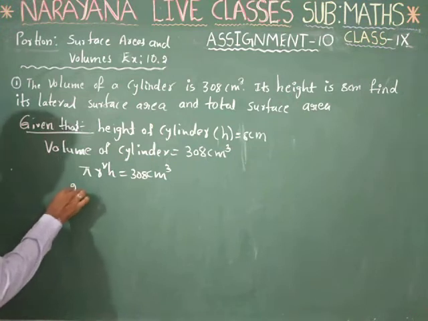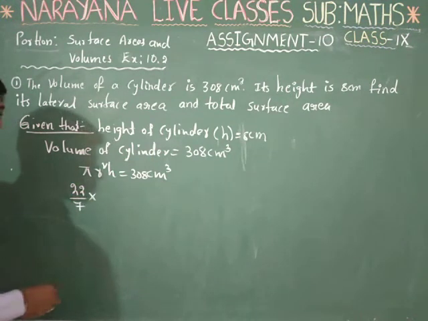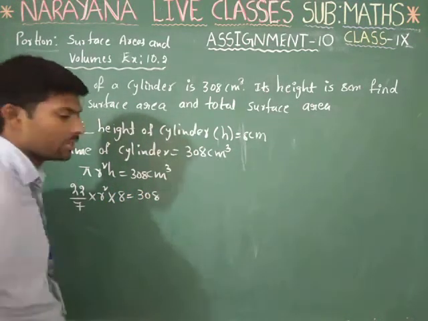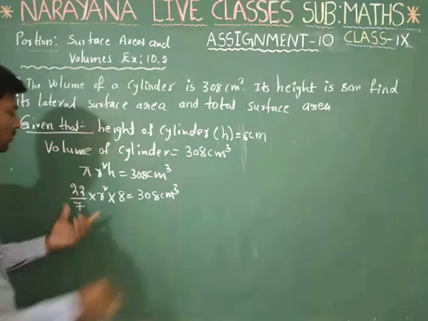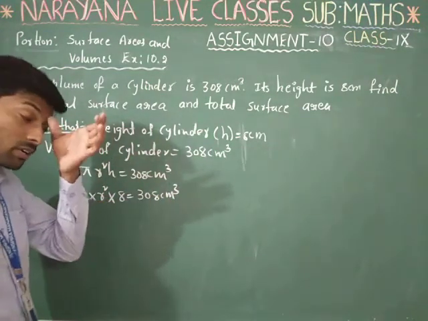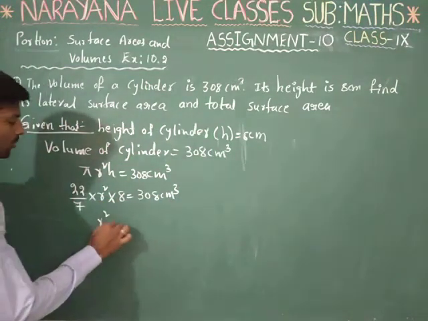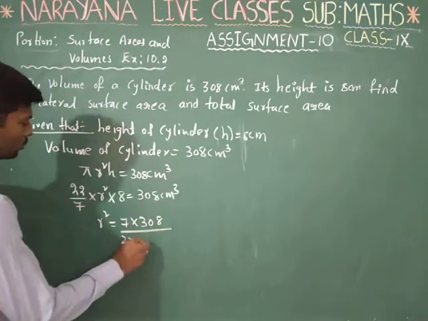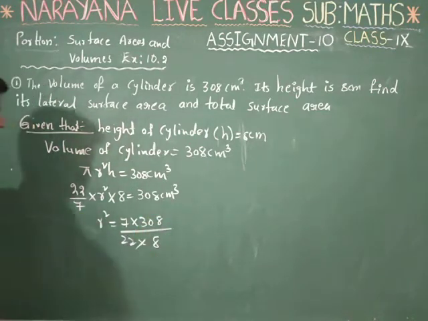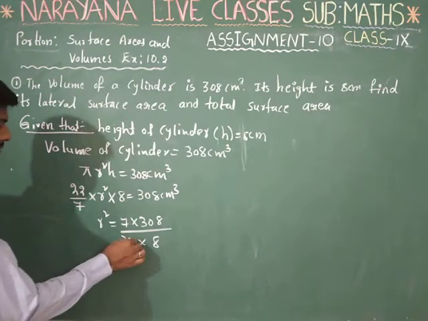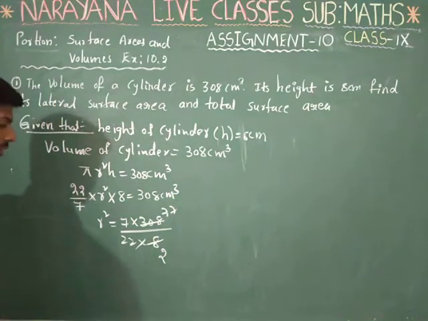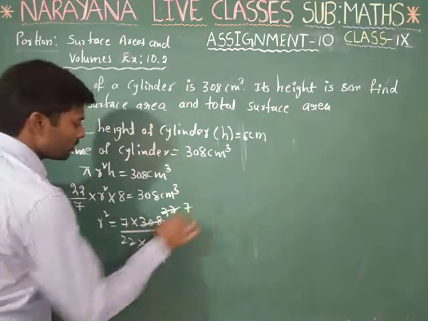So pi is nothing but 22 by 7, into r, which we don't know, and h will become 8 centimeter, is equal to 308 centimeter cube. So first of all, you have to send all these terms except r square to the RHS. It will become 7 into 308 upon 22 into 8. Here 4 2s are 8, so 7 times, and 11 7s are 77, 11 2s are 22.